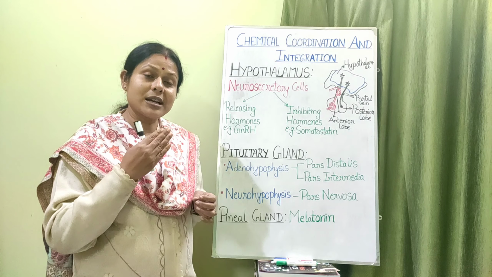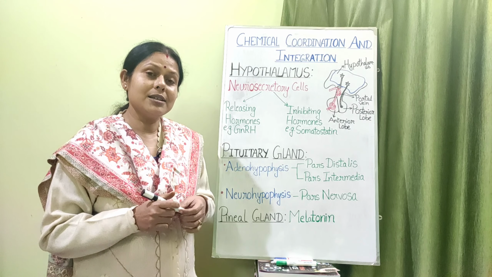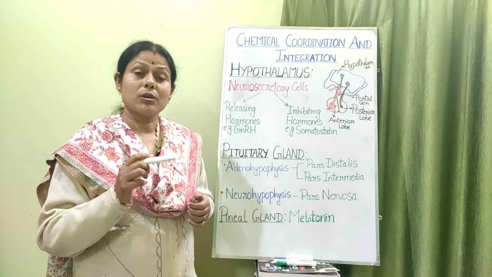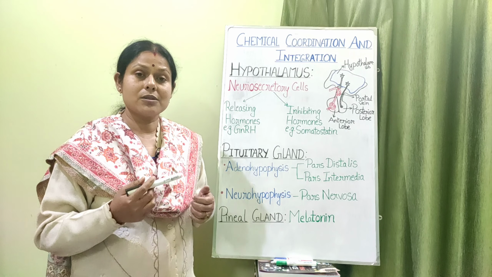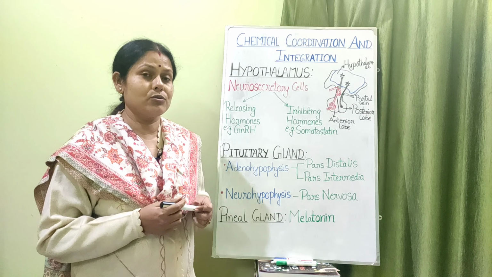So it is actually guiding the thyroid gland to secrete its secretion, that is your TSH. Another is your prolactin, called PRL. Prolactin is associated with milk secretion. So that is the hormone secreted by the anterior pituitary lobe.